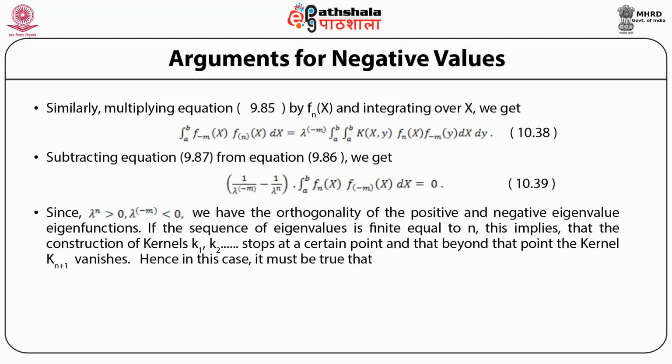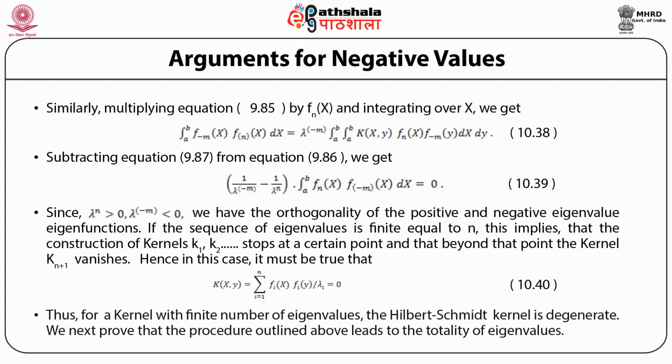If the sequence of eigenvalues is finite and is equal to n, this implies that the construction of kernels k1, k2, etc. stops at a certain point, and that beyond that point the kernel k_{n+1} vanishes. Hence, in that case, it must be true that the kernel k(x,y) is equal to the sum over i from 1 to n of the product f_i(x) f_i(y) by lambda_i. Thus, for a kernel with a finite number of eigenvalues, the Hilbert-Schmidt kernel is degenerate.